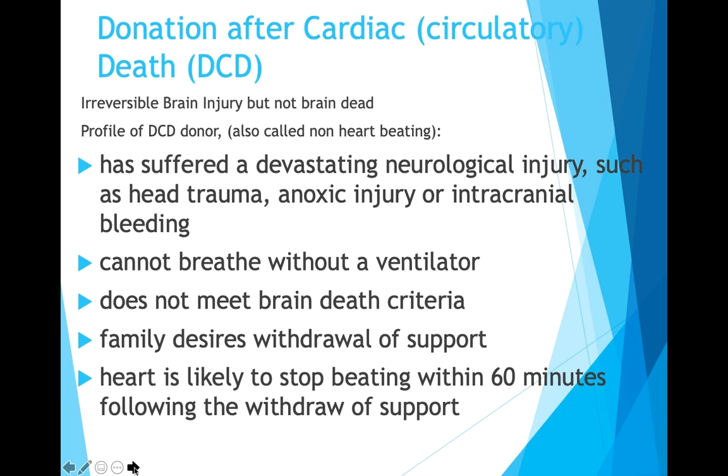So these are patients who have suffered devastating neurologic injury. They've had either head trauma, or anoxic injuries such as from drowning, some overdose patients, or a severe intracranial bleed. So the patient has this devastating neuro injury, but they are not brain dead. However, they can't breathe without the ventilator. They might need some vasopressor support, but they are not meeting the brain death criteria, which we're going to talk about later on: lack of all your reflexes, lack of any brain or brainstem activity. And the family would like to withdraw support.